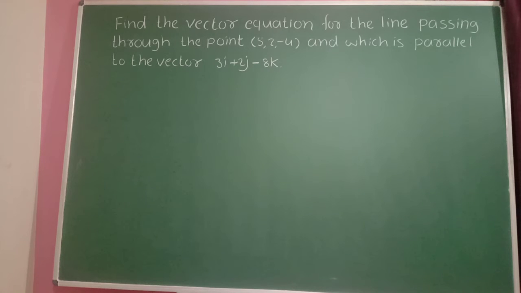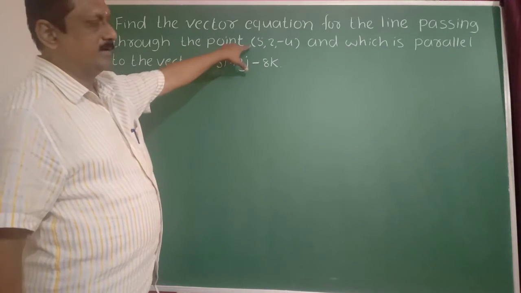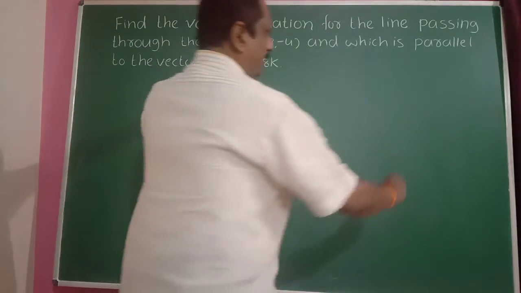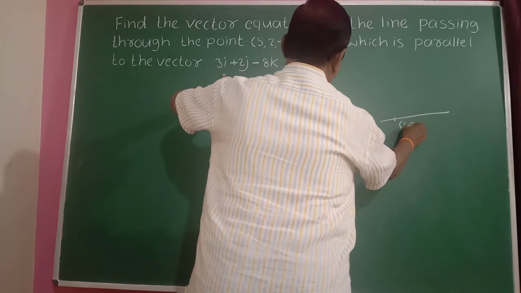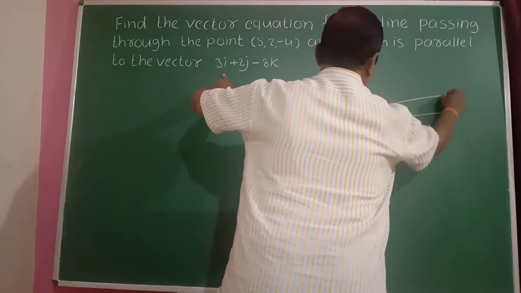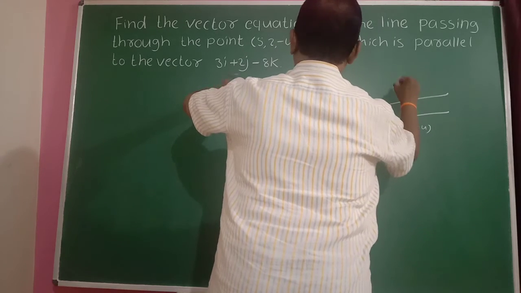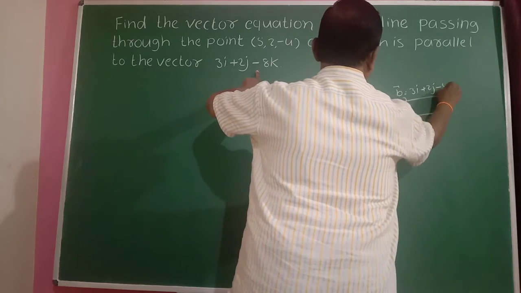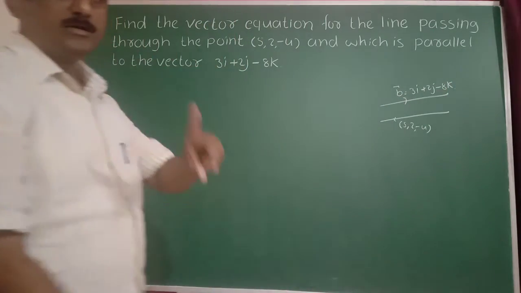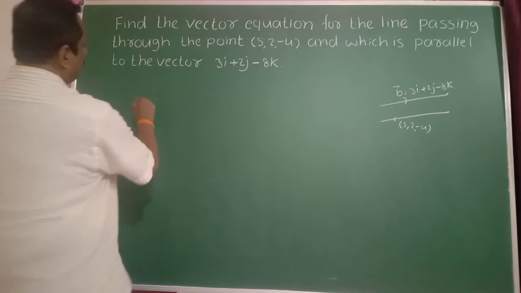Find the vector equation for the line passing through the point (5, 2, −4) and which is parallel to the vector 3i + 2j − 8k. Here the line passes through a point and is parallel to a vector. So the given point is (5, 2, −4) and it is parallel to the vector b bar, where b bar is 3i + 2j − 8k. This is the first theorem.